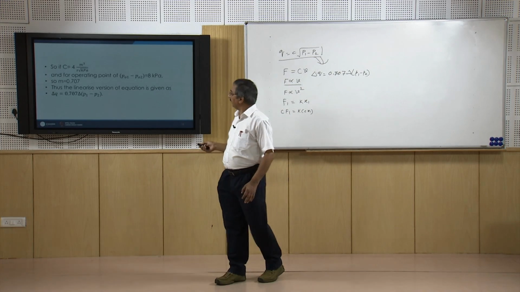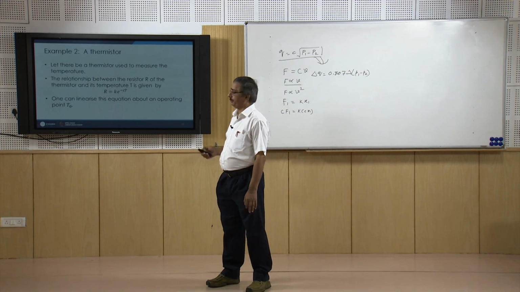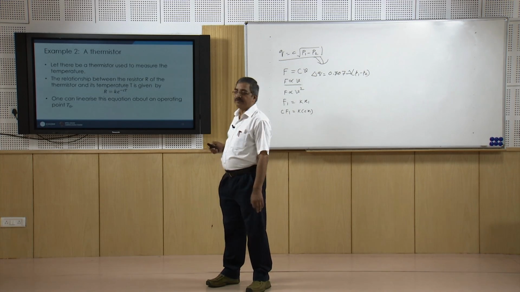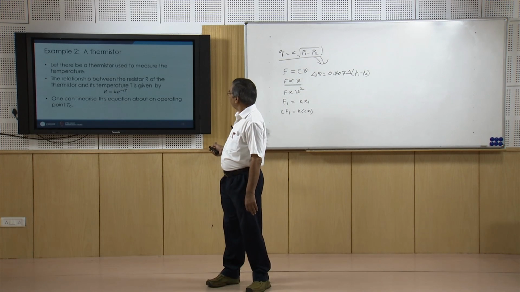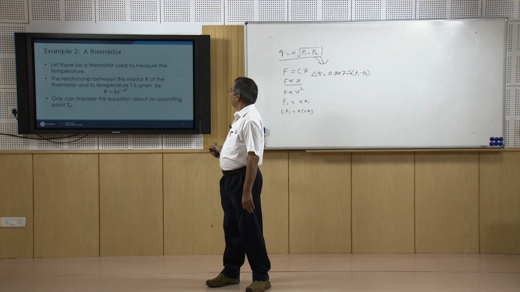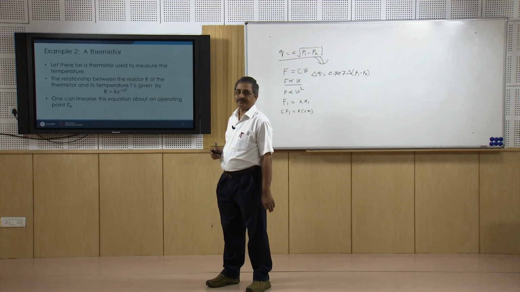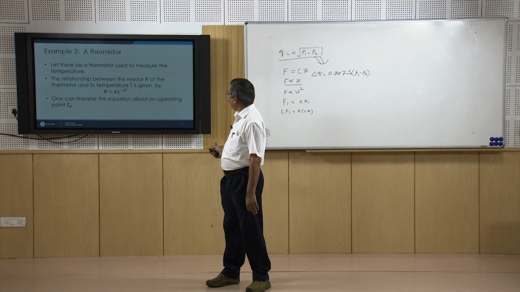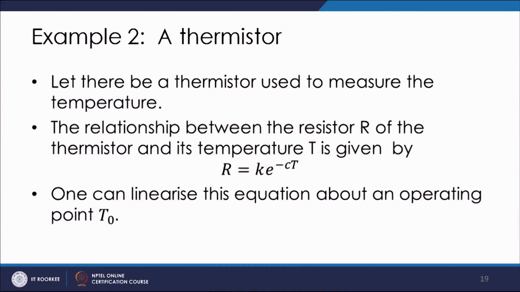Now, let us take another example, say a thermistor. This thermistor, as we know, is used to measure the temperature. The relationship between the resistance R of the thermistor and the temperature T is given by this equation. You can see that there is an exponential variation. Here K and C are constants and T is the temperature. Now, I can linearize this equation about an operating point, say T0.